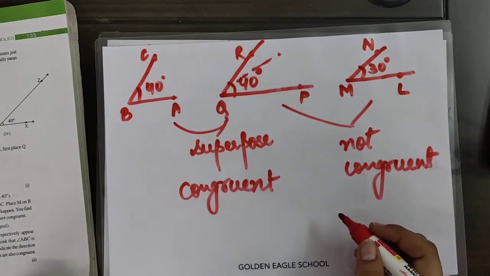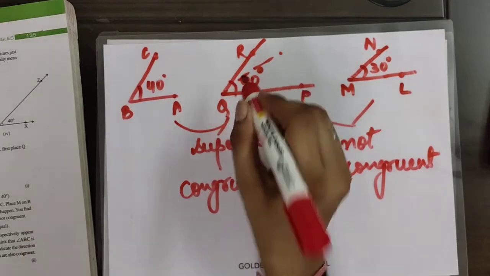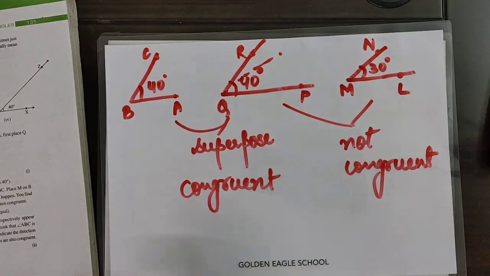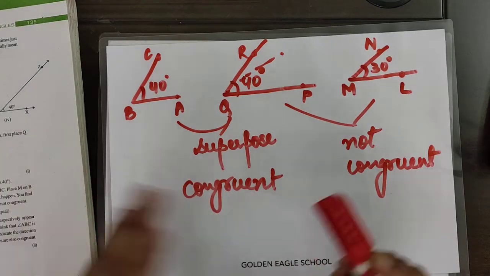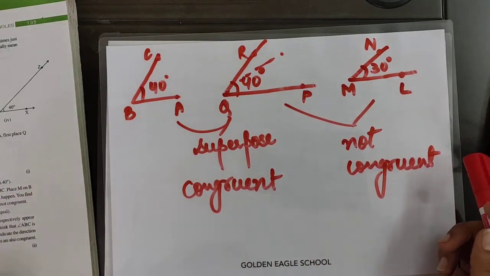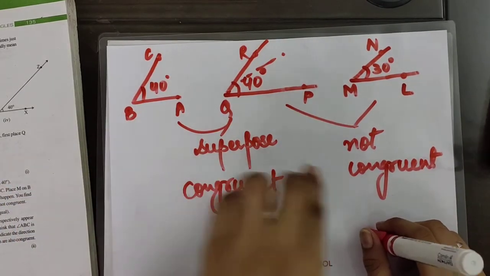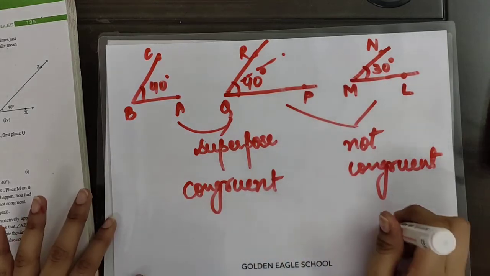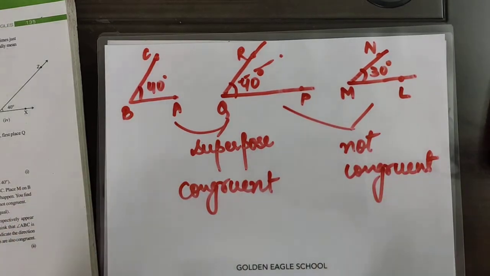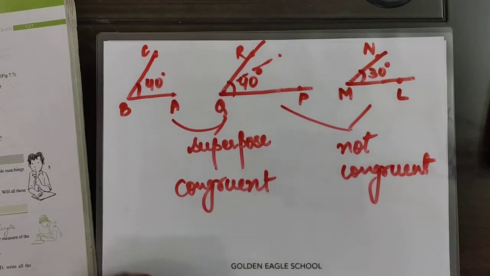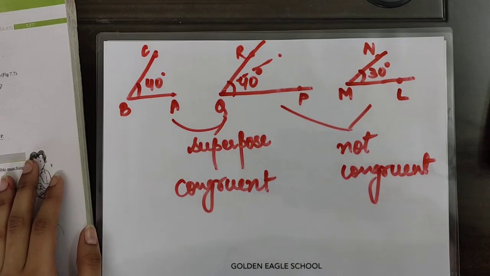So when we talk about angles, we have to see the measure of angles. They should be equal. If two angles have same measure, they are congruent. If two angles are congruent, then they have the same measurement. Similar is the line segment. If two line segments are equal, they are congruent. If two line segments are congruent, then their length must be equal. So after this, we will move on to the next topic, that is congruence of triangles.